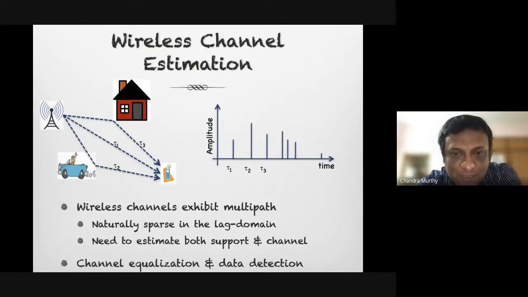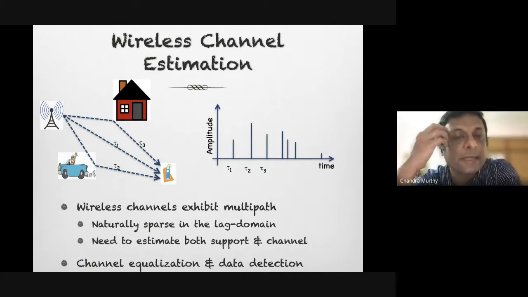And channel estimation amounts to estimating where these non-zero taps are, that is, what the values of tau 1, tau 2, and tau 3 are, and what the non-zero tap coefficients are, that is, the vertical height if you're looking at the amplitude. But usually wireless channels also have a phase angle that you need to estimate. This channel estimate is then later used in channel equalization and data detection. The channel estimation is a crucial first step before you can do channel equalization, followed by data detection.